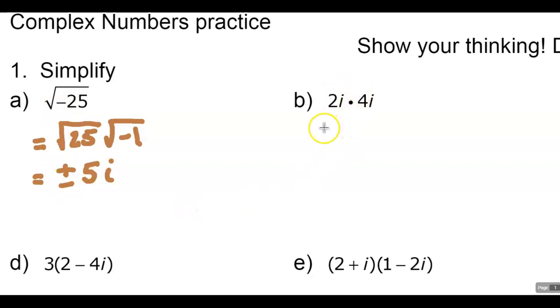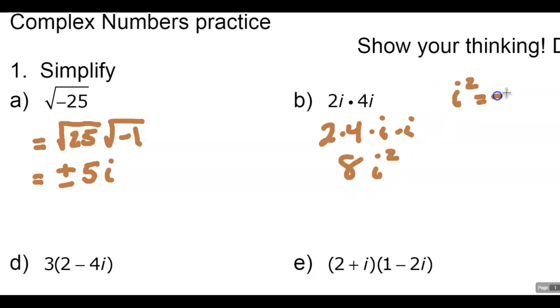For B, this is just going to be a 2 times 4 and i times i. So we have 8i squared. And don't forget that i squared equals negative 1. So this is really equal to negative 8 when you simplify it. So every i squared, just replace it with a negative.